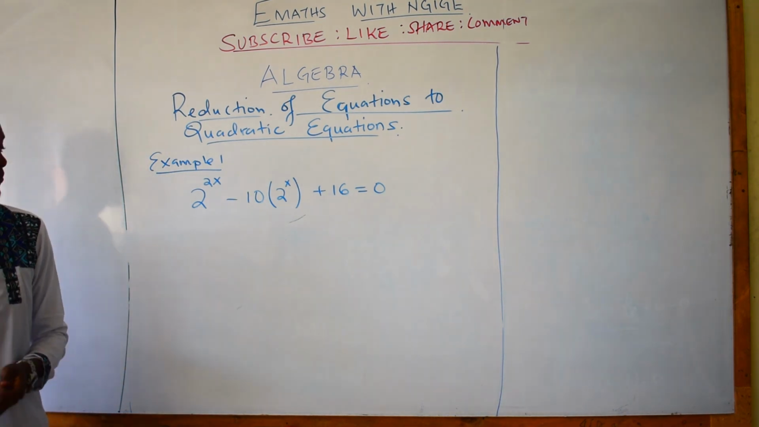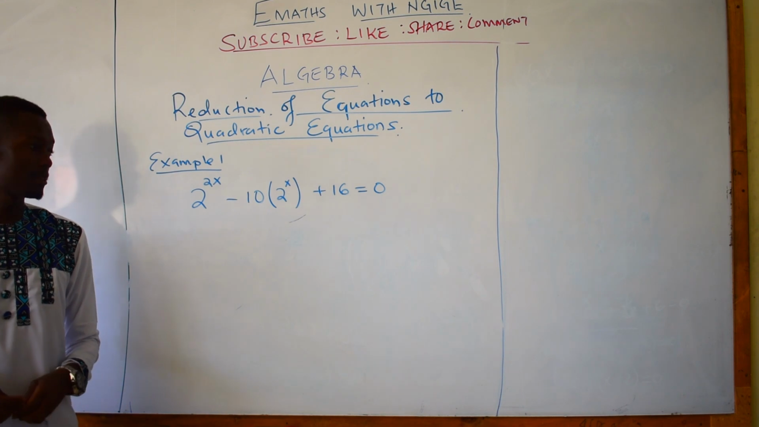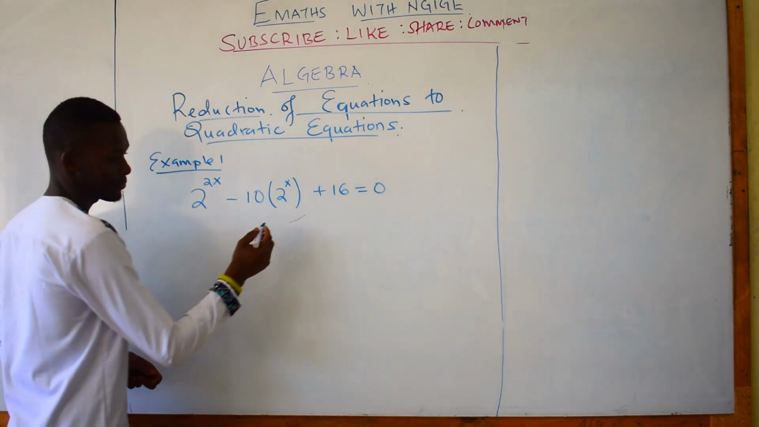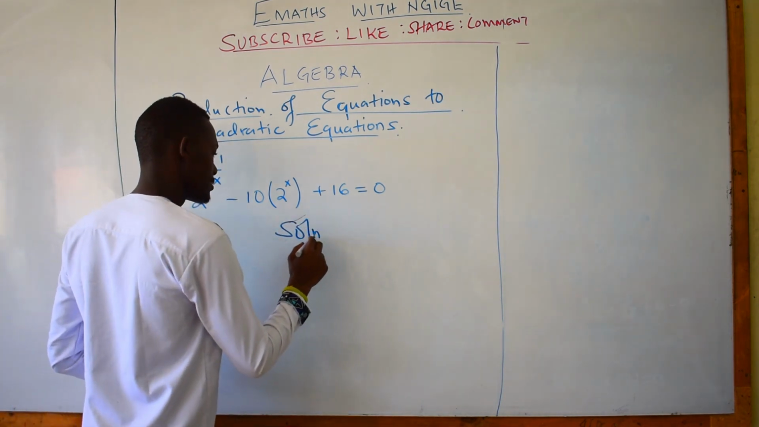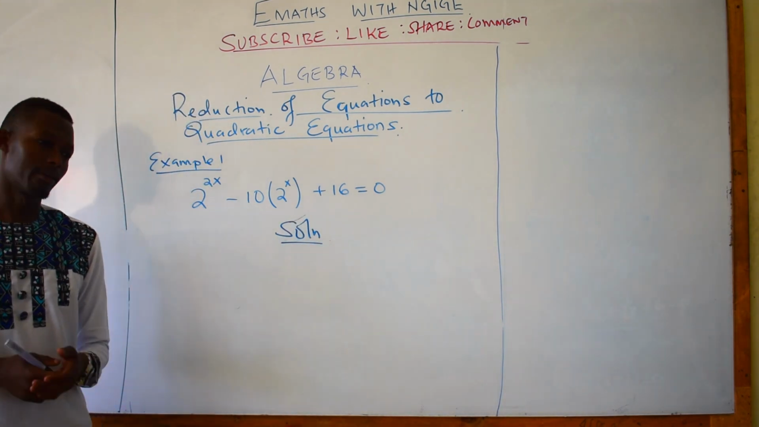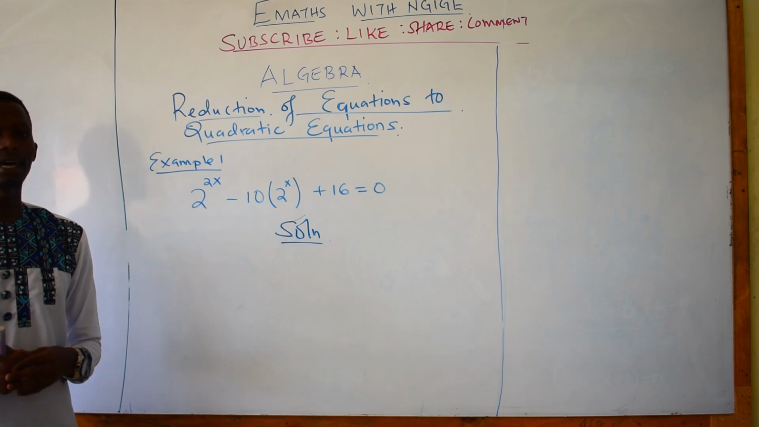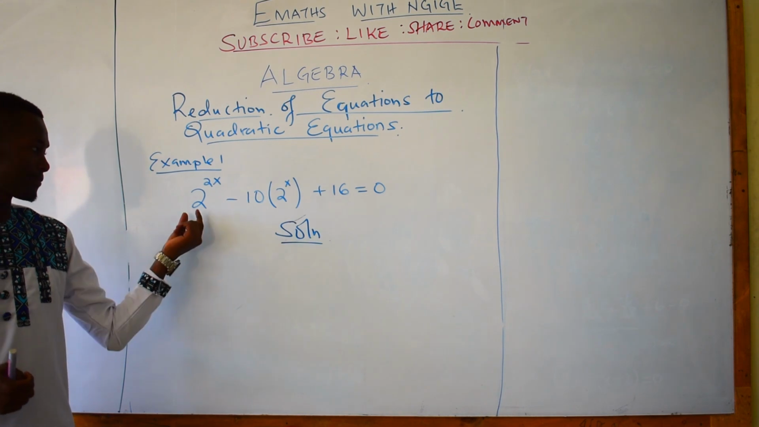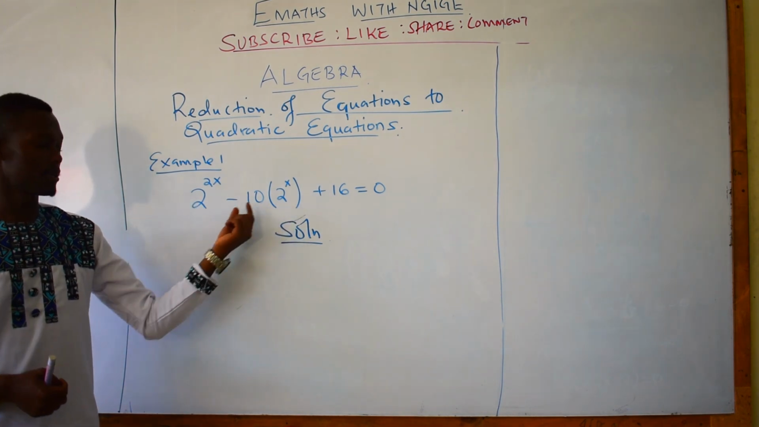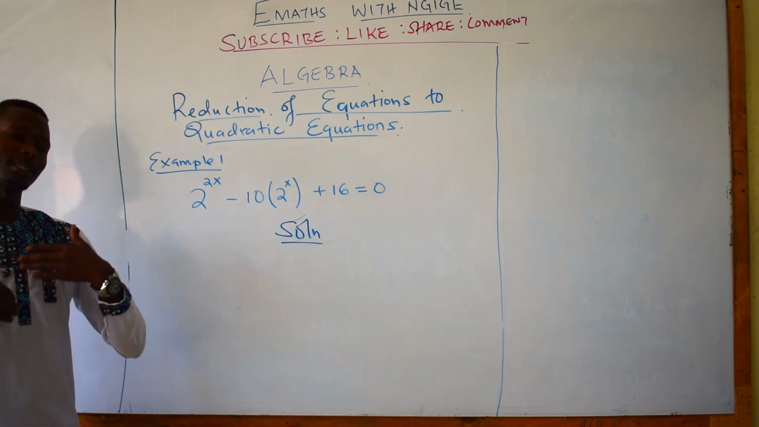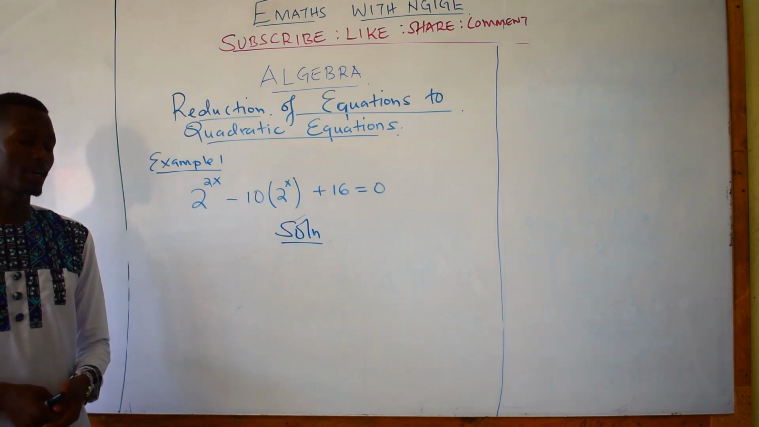You have 2 raised to the power 2x minus 10, then you multiply by 2 raised to x plus 16 equals to 0. Now this is a very simple question. And how do you change this to be a quadratic equation? Now the trick is just one. Identify the term which is a similar term that appears in the first and the second terms. Get whatever is common between the two of them and let it be a certain letter. So that is how to go about it.